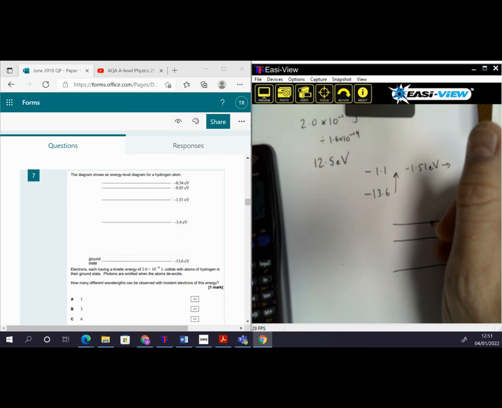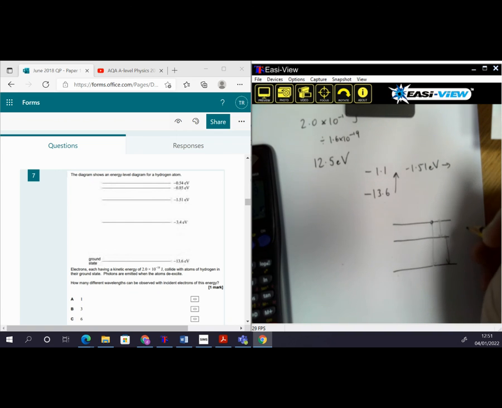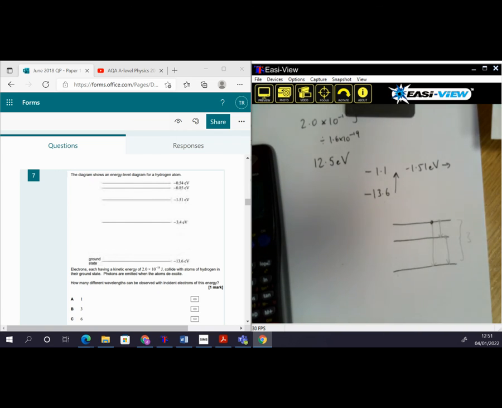Well, it can do a transition all the way back down, or it can go in 2 steps. And that gives us a total number of transitions of 3, which means we get 3 different wavelengths. So 3 different wavelengths available in this question.